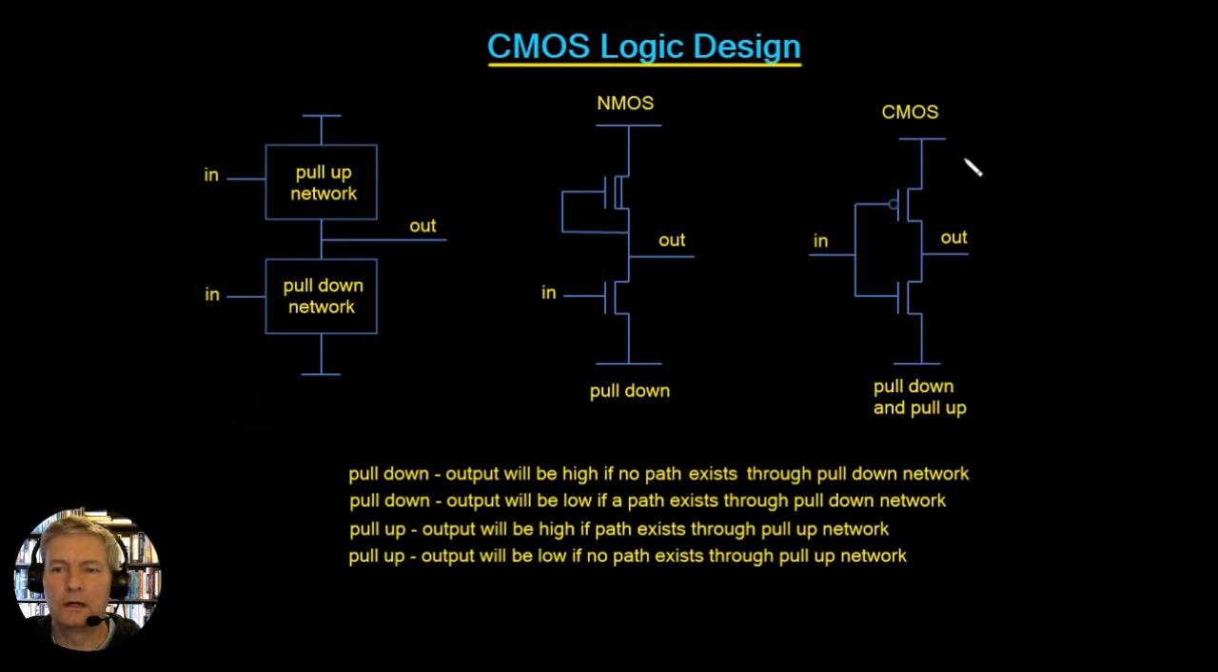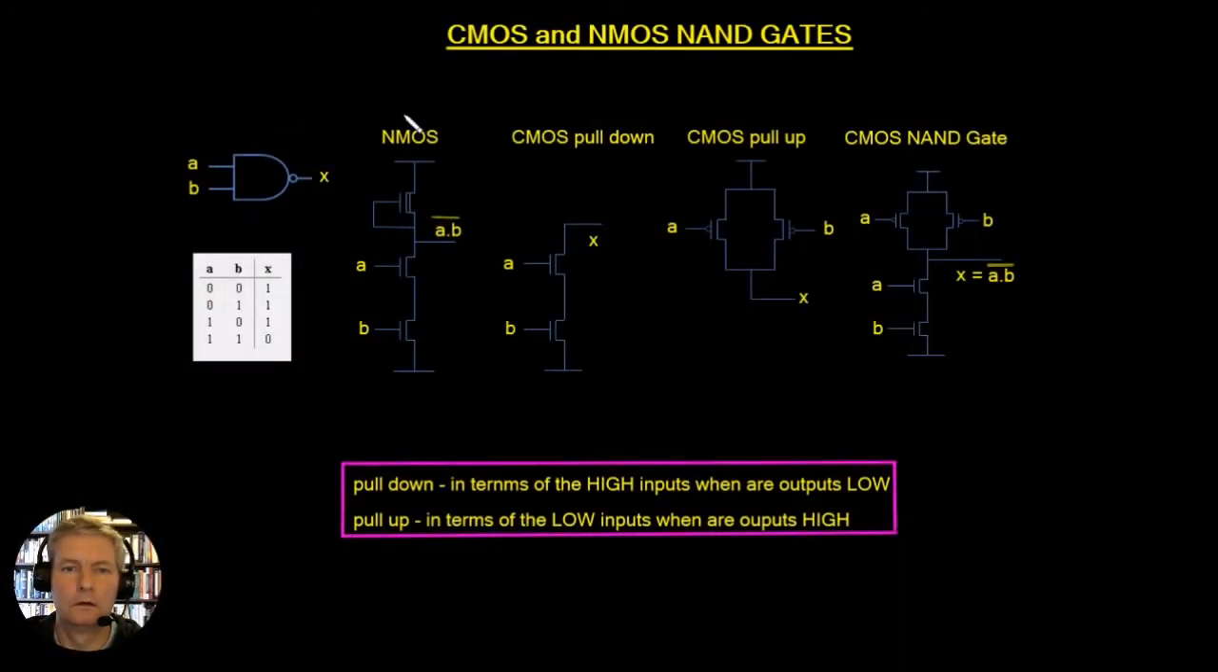Now if we want to make other gates other than inverters for CMOS, we're going to have to use the pull up logic and the pull down logic together. So let's look at the NAND gate and the NOR gate in detail, and we'll see how the CMOS networks work and how we're going to design them. So let's take our time and look at the CMOS NAND gate. We'll do this by comparing it to the NMOS NAND gate.